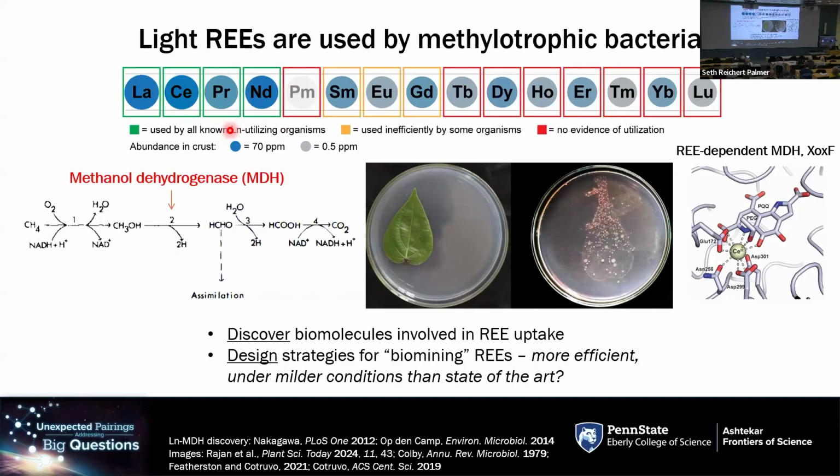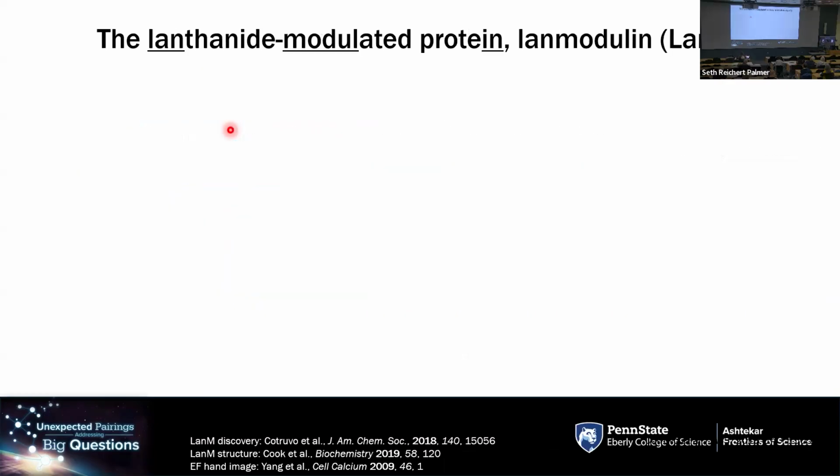And so at the time when my lab started 10 years ago, nothing really was known beyond the existence of these enzymes and that they use lanthanides or rare earths. And what we were interested in doing was seeing if we could discover some of the molecules that these bacteria are making that are involved in taking up the rare earths from the environment. And in so doing, perhaps we could come up with some more efficient ways of harvesting and separating these elements.